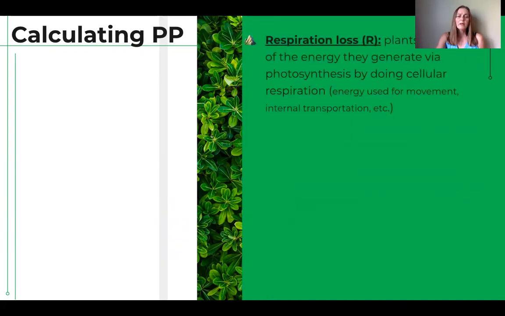So we know that some of what the plants take in using photosynthesis, they're actually going to use for their cellular functions. So they're going to do cellular respiration. They're going to free up some of that glucose that they've stored in photosynthesis, whether that's for movement, for internal transportation. So we do lose some of our primary productivity to respiration. So these are the expenses that the plant needs to pay.